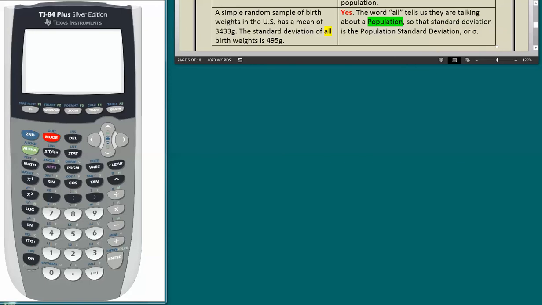Here's another example. A simple random sample of birth weights in the United States has a mean of 3,433 grams. The standard deviation of all birth weights is 495 grams. Is sigma known? Yes, sigma is known. The word all, which I've highlighted here, tells us they are talking about a population, so that the standard deviation is the population standard deviation, or sigma. Again, whenever you see all, that means they're talking about the population and not about the sample.